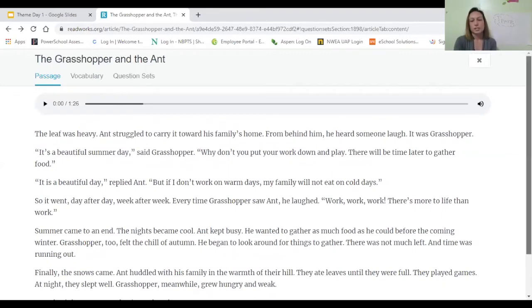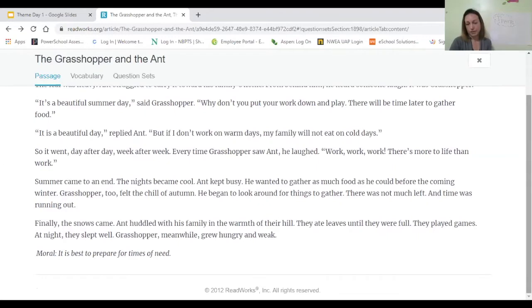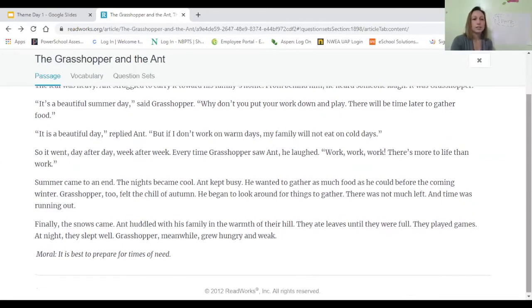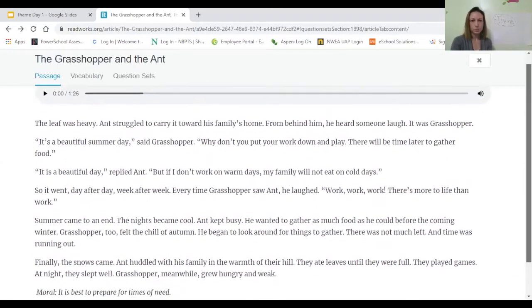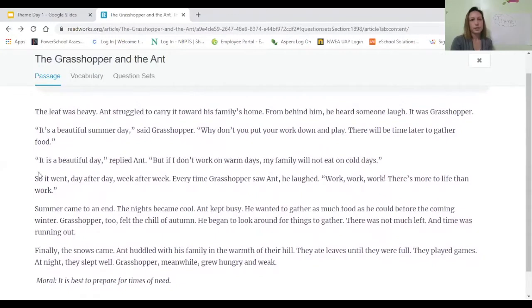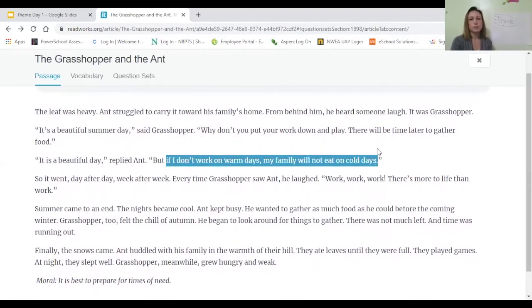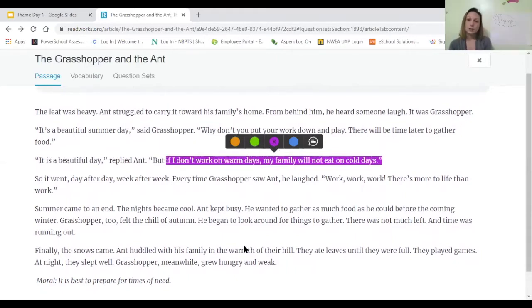So since it already stated the theme or the moral for us, let's find the details that support this theme. What in here tells us that it is best to prepare for times of need? So I'm going through, and Ant says right here, "If I don't work on warm days, my family will not eat on cold days." So he's being prepared. He's working on the warm days so that when the cold days come, they will have food.